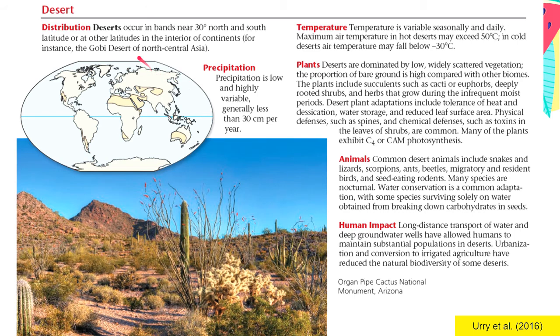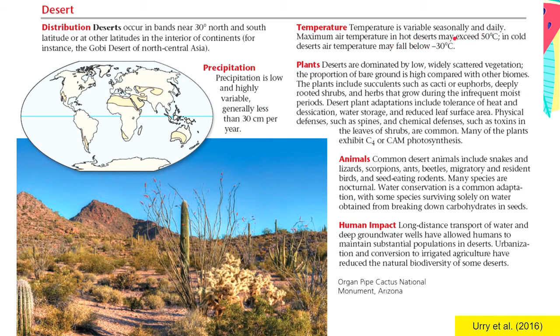So in summary, deserts occur on almost one-third of the Earth's surface. What's common among them is that they have very low precipitation annually, less than 30 centimeters per year. The most commonly known deserts are the Gobi Desert, we've mentioned that, and the Sahara Desert.